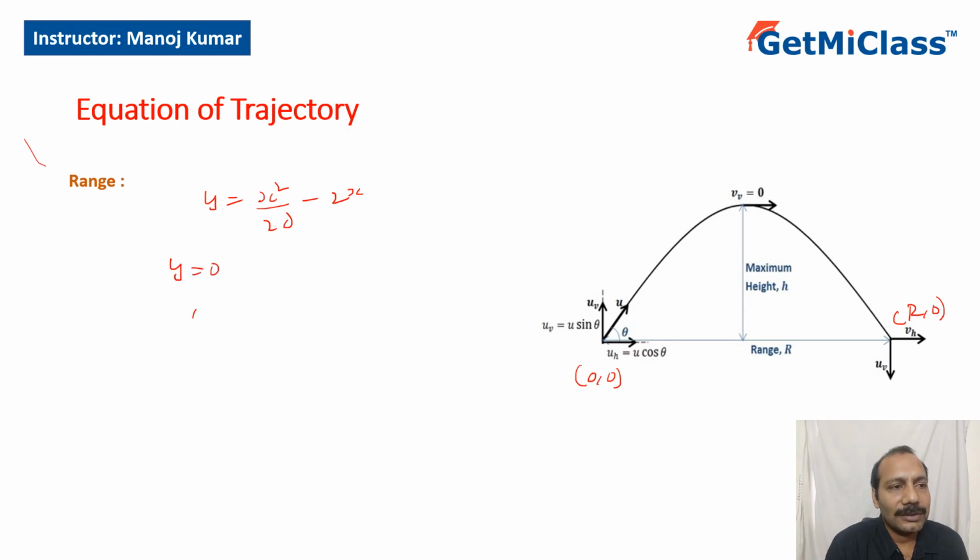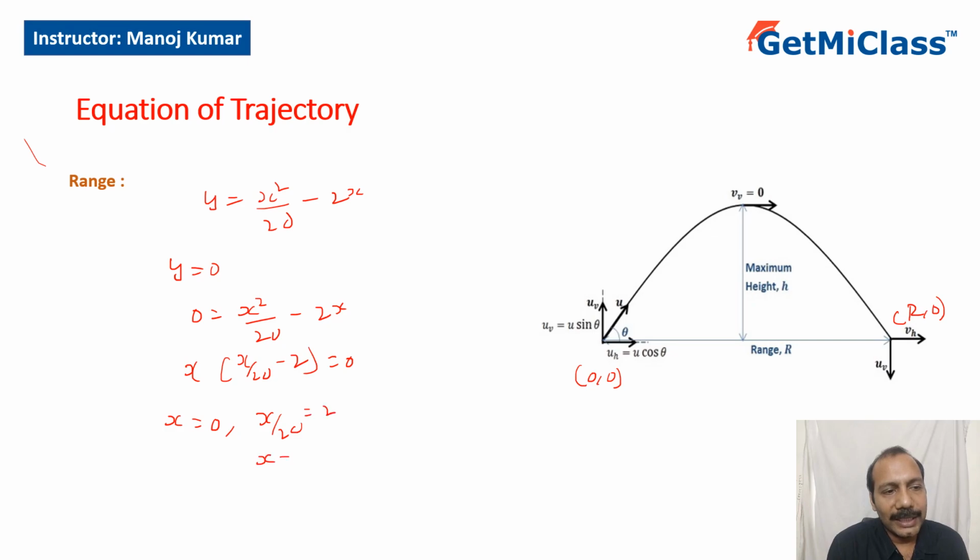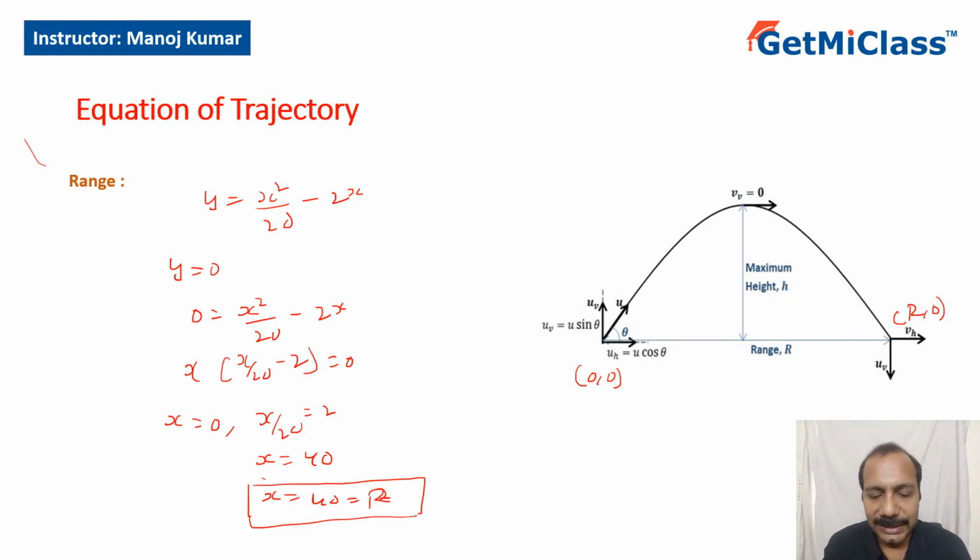So let me put y equal to 0. I'm getting 0 equal to x square by 20 minus 2x, or that would give me x into x by 20 minus 2 equal to 0. So the two roots of this are x equal to 0 and x by 20 equal to 2, or x equal to 40. So the range is 40. For this, I don't have to really remember the equation of trajectory. I can directly find it like this. x equal to 40 is the range of the projectile.